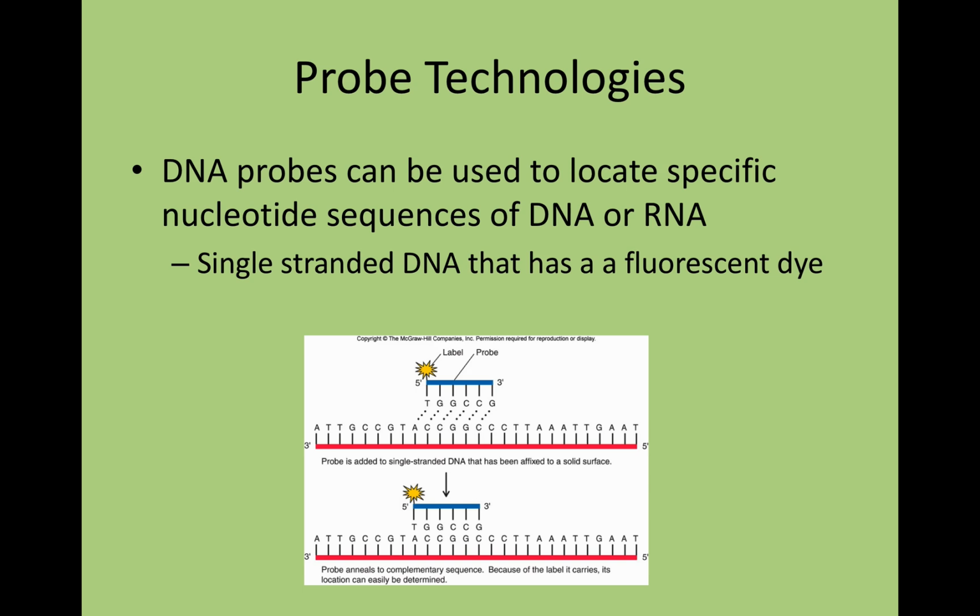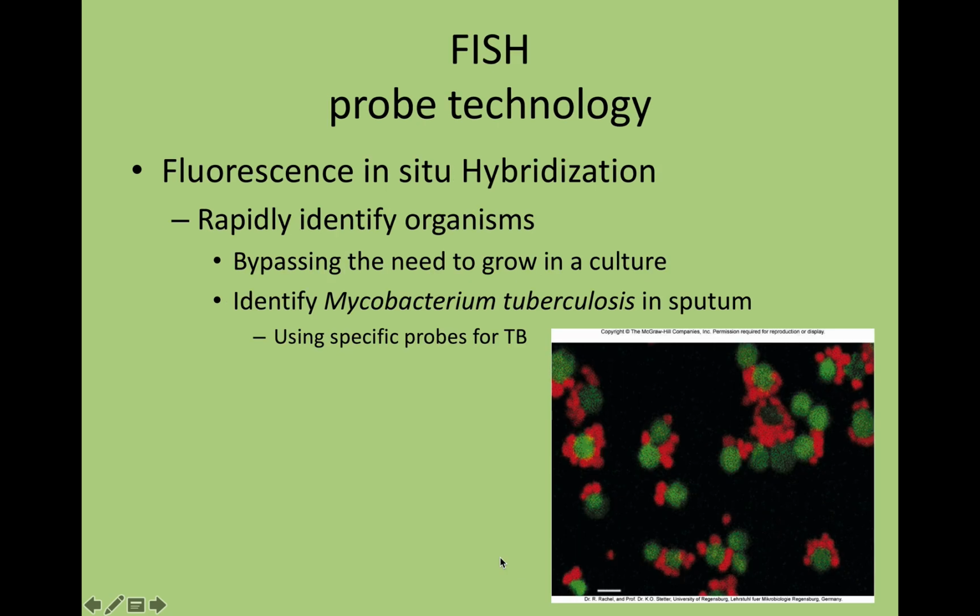Another application would be probe technologies. What we do with this is we can use what are called DNA probes, which are used to locate specific nucleotide sequences of DNA or RNA. So single-stranded DNA or RNA has a fluorescent dye attached to it, and that can attach to a nucleotide sequence. The application of this is called FISH, fluorescence in situ hybridization, which allows us to rapidly identify organisms bypassing the actual need to grow the organism in the culture.